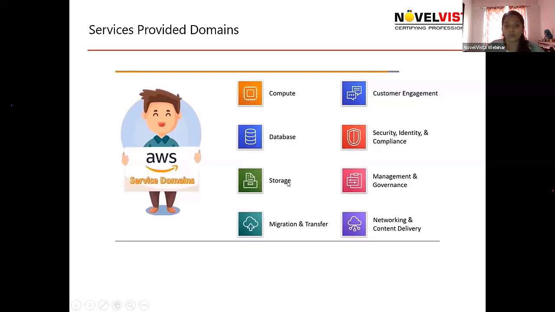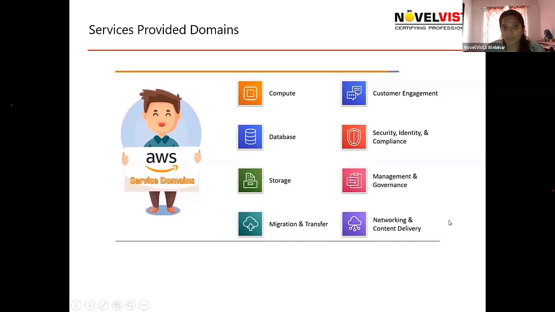Then storage. If I want to store my application data, if I want to store some files, let's say my application WAR files, that kind of facility is all provided by AWS. We can store the application details or any other details inside the storage services. Then management services are there. Then migration. Migration means we need to transfer data from one place to another place. That kind of services is also there.